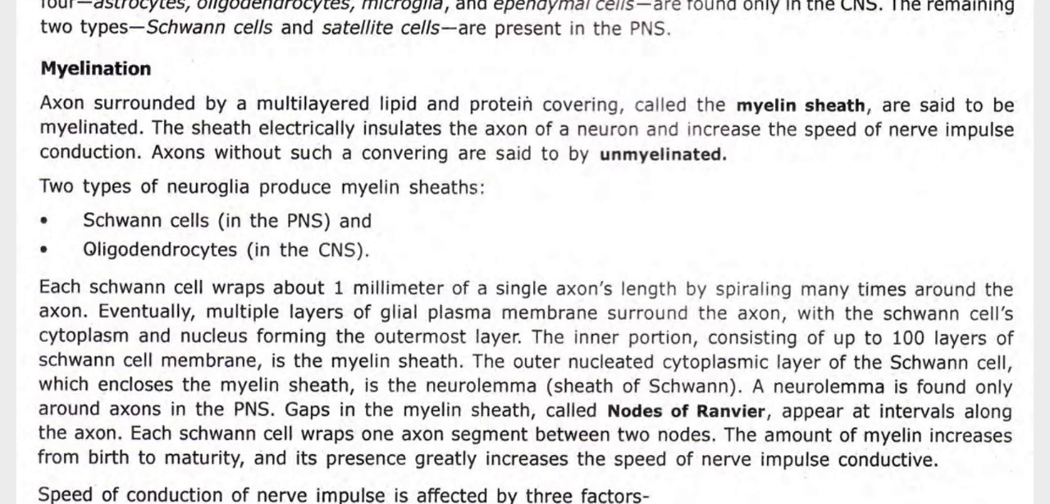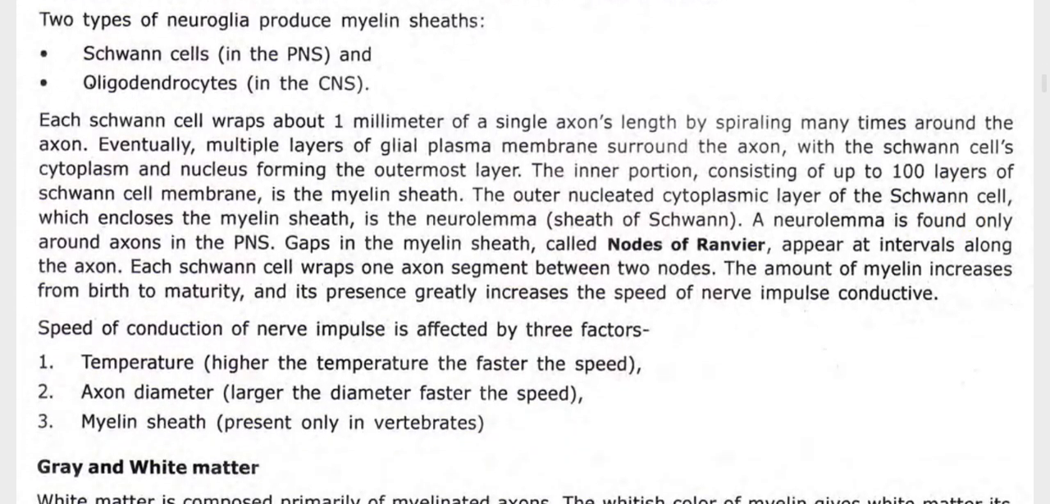The outer nucleated cytoplasmic layer of the Schwann cell, which encloses the myelin sheath, is the neurolemma, or sheath of Schwann. The neurolemma is found only around axons in the peripheral nervous system. Gaps in the myelin sheath, called nodes of Ranvier, appear at intervals along the axon. Each Schwann cell wraps one axon segment between 2 nodes. The amount of myelin increases from birth to maturity, and its presence greatly increases the speed of nerve impulse conduction.